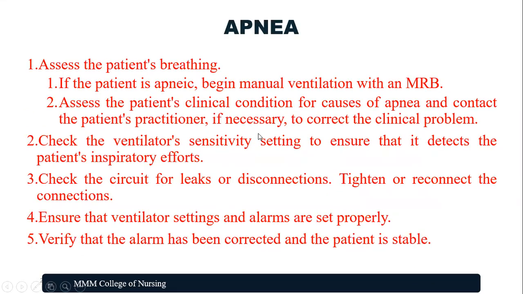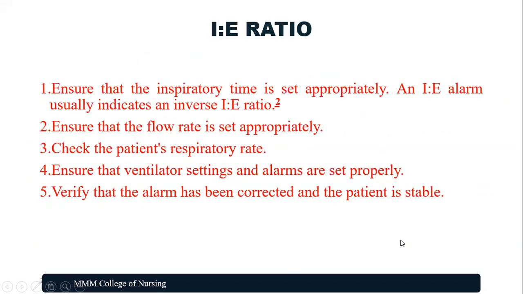Next is apnea alarm. Assess the patient's breathing. If the patient is apneic, begin manual ventilation with the manual rebreathing mask bag. Assess the patient's clinical condition for causes of apnea and contact the intensivist, correct the clinical problem. Check the ventilator sensitivity settings to ensure that it detects the patient's inspiratory efforts. Check the circuit for leak or disconnection. Ensure that the ventilator settings or alarms are set properly. Then make sure the patient is stable before leaving the patient unattended.